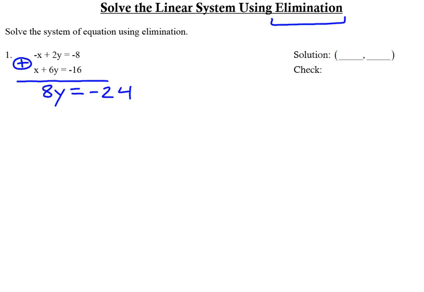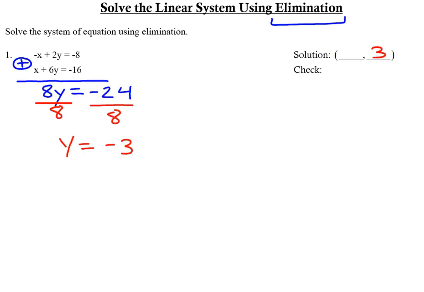Now I continue on solving like I would any other equation, but I get my first variable quite easily. So just by doing this that quickly, I get y equals negative 3. I'm going to write that into my solution.